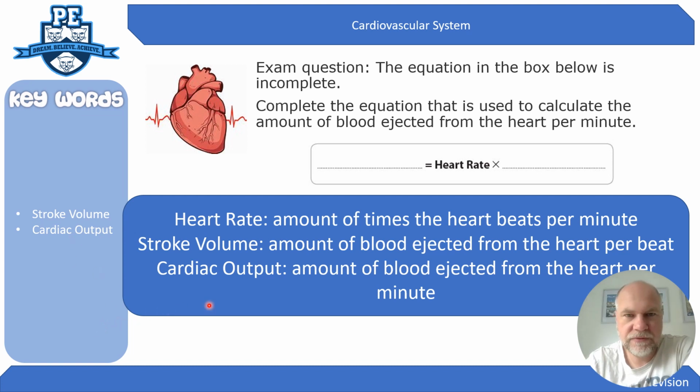So there's a whistle-stop tour of the cardiovascular system. All the major and main questions summarised, and best of luck in your GCSE exams.